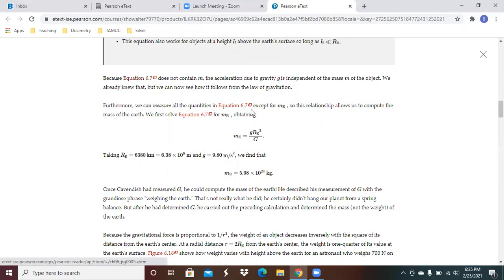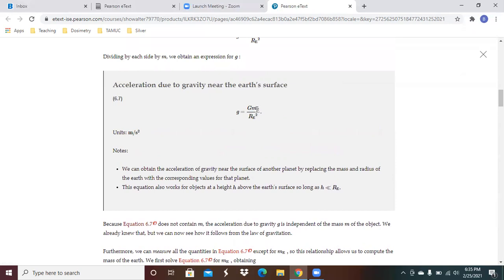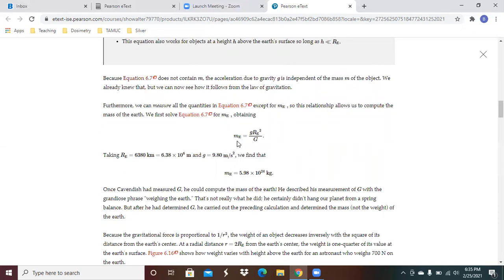So we can measure all of the quantities in 6.7 except for this, because you can't really put the Earth on a scale. So this relationship is going to allow us to compute the mass of the Earth. So if we solve this for m sub E, we come up with this.